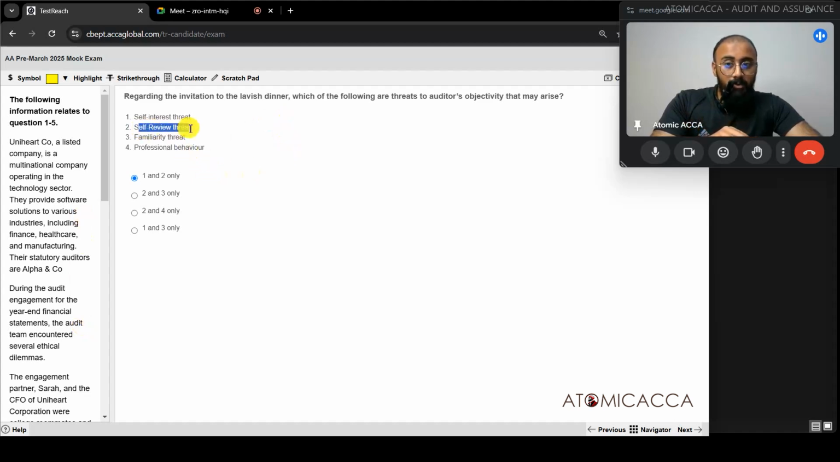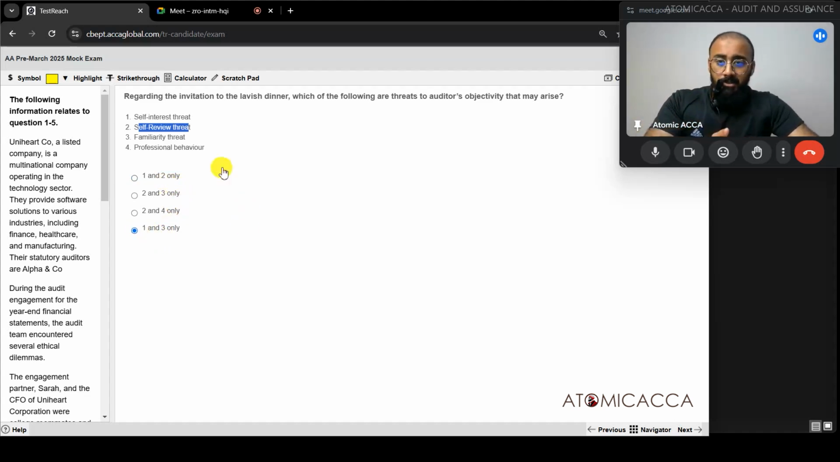Self review threat. Just because I'm getting a lavish dinner, there's no review of self work happening, because self review means you're reviewing your own work. Nothing like that is happening over here, which means by default, self review is not the answer. So 1 and 2 will not work. So what is remaining? 1 and 3. So this will be our answer.